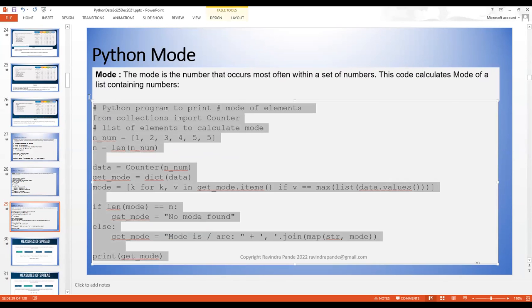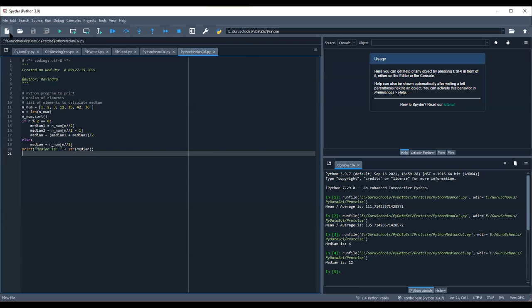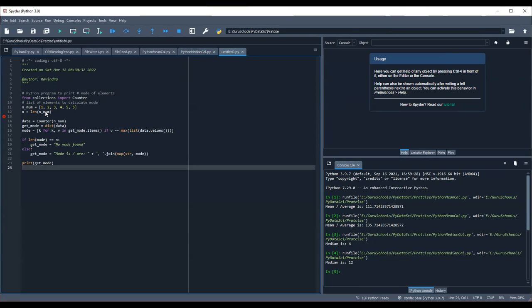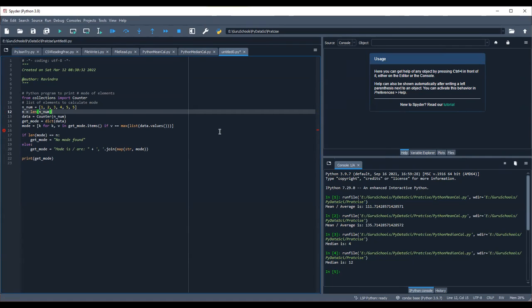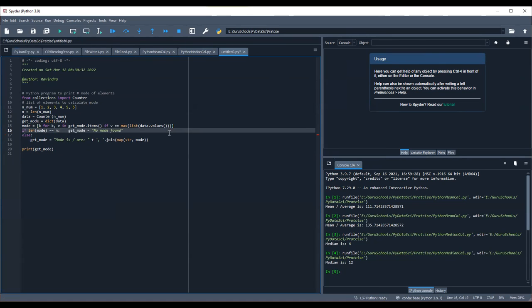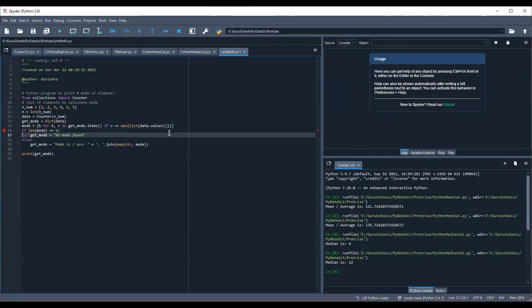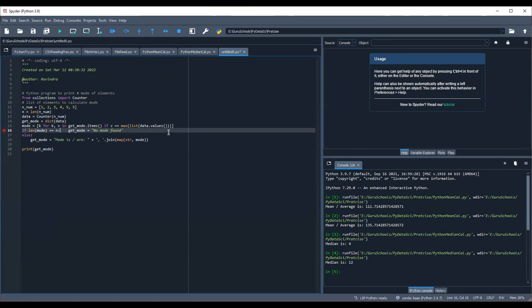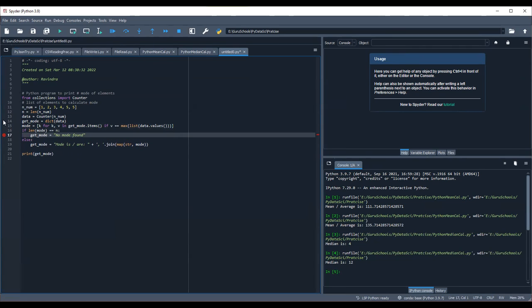So I'll run this one. I'm just copying from here. I'll go to Spyder. I'm having a new program. I'm pasting it over here. It's giving me some error, right? I think this editor enters some special characters, and I think that creates lots and lots of problems.